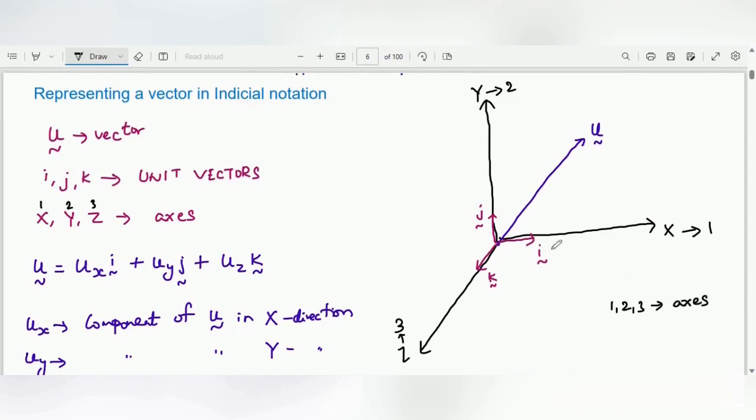Similarly, instead of i vector, j vector, k vector, which are the unit vectors, I am going to replace i vector as e1 vector, that is my unit vector in the x direction, and e2 vector, that is the unit vector in the y direction, and e3 vector, that is the unit vector in the z direction. So i, j, and k are replaced as e1, e2, and e3.